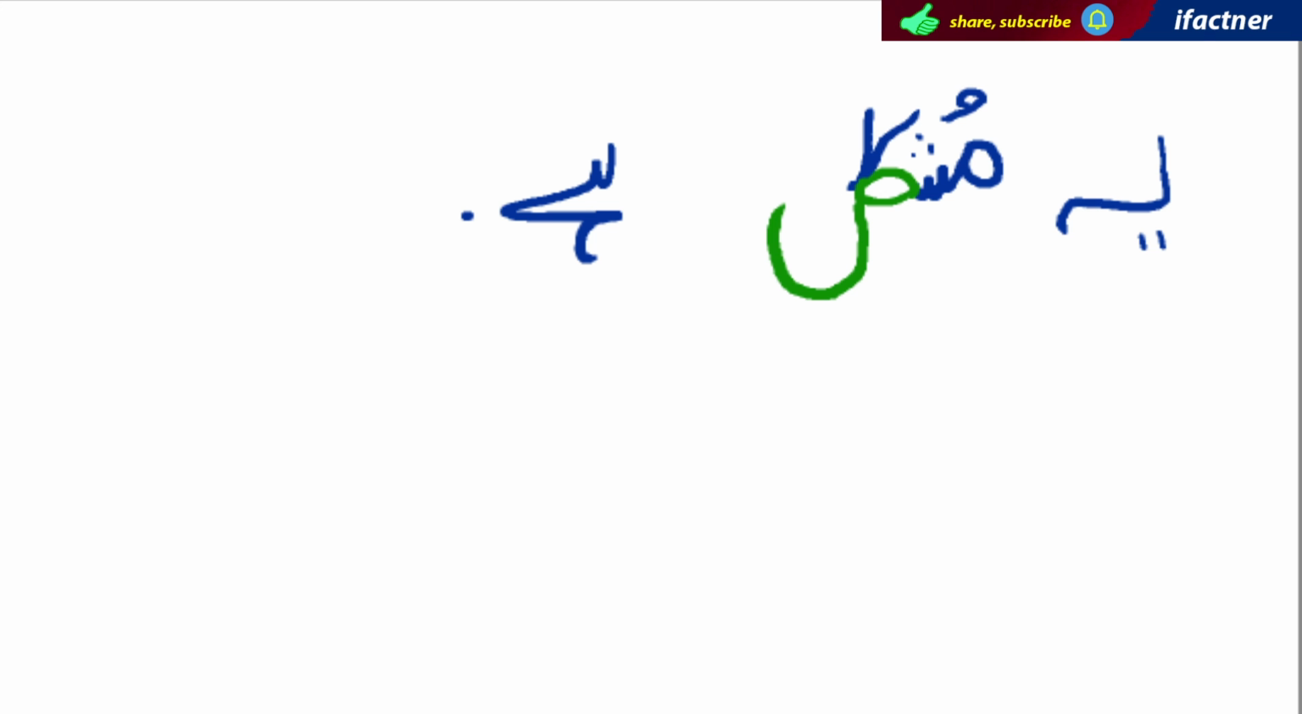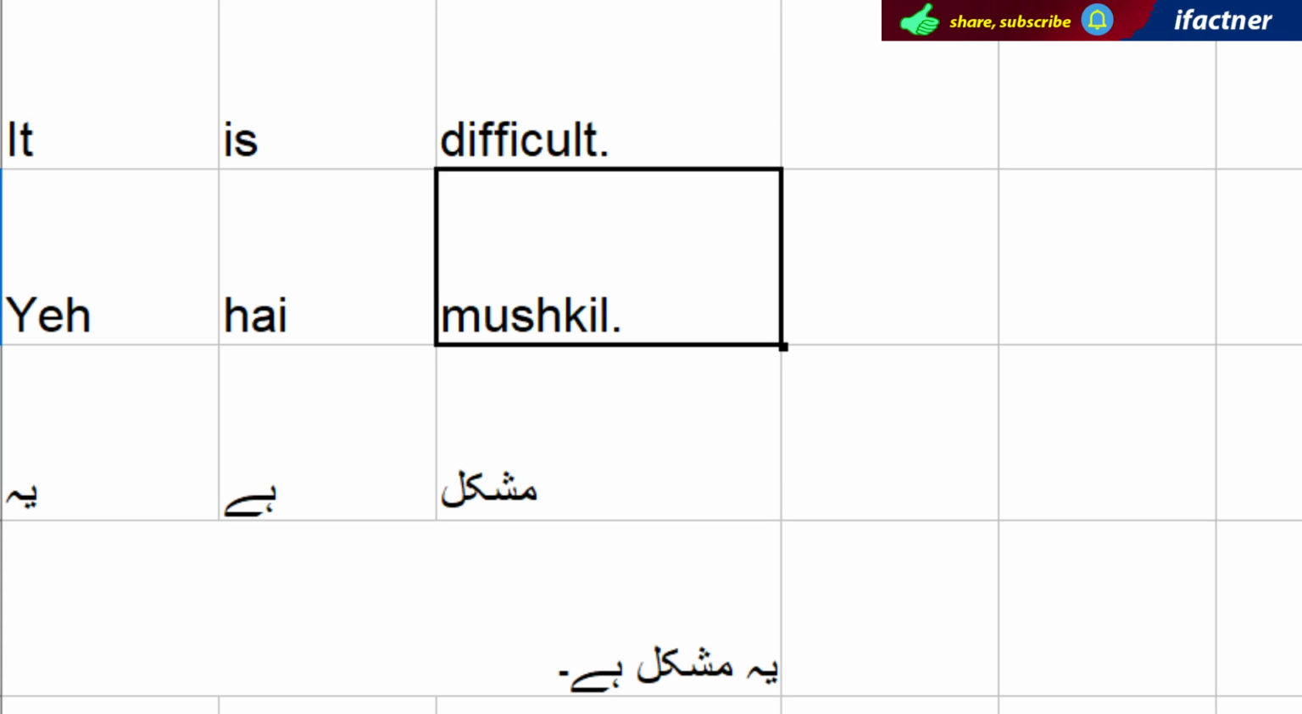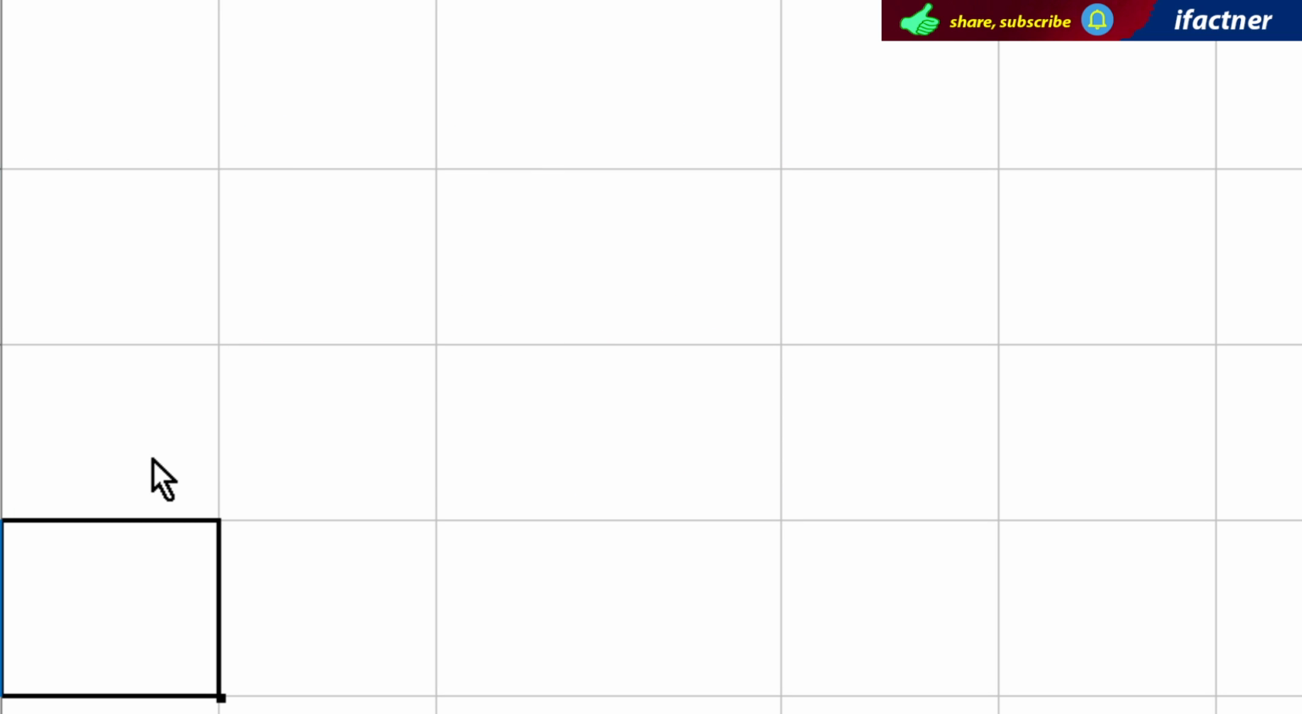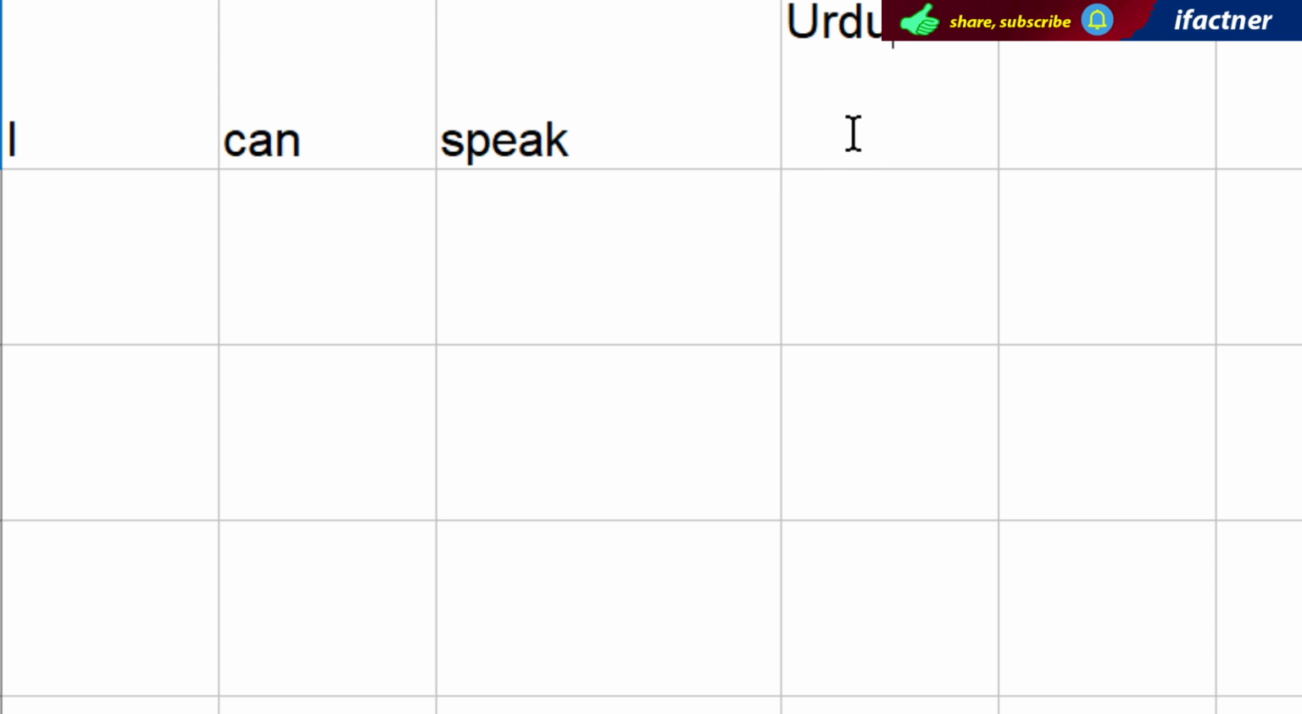Now let's suppose we want to say I can speak Urdu, and then we will learn how to translate each word and type each word, make a sentence, and then write the sentence. Now I want to say I, and for that I will change the keyboard to English, and now I will type I can speak Urdu. Now we will translate this sentence in Urdu.